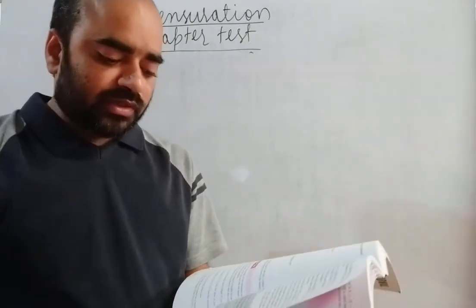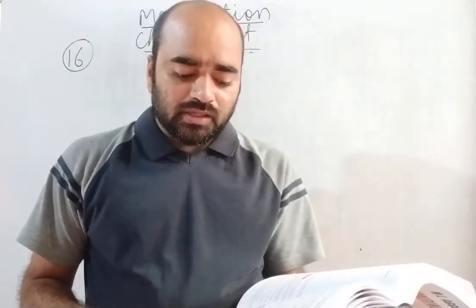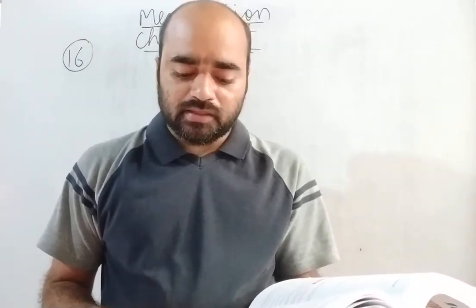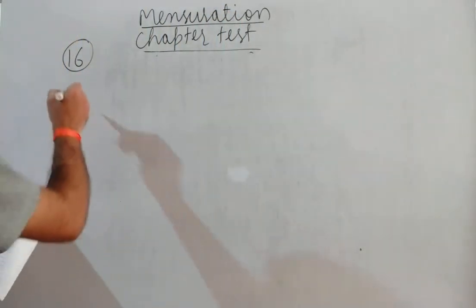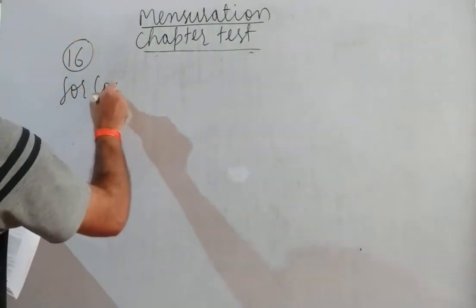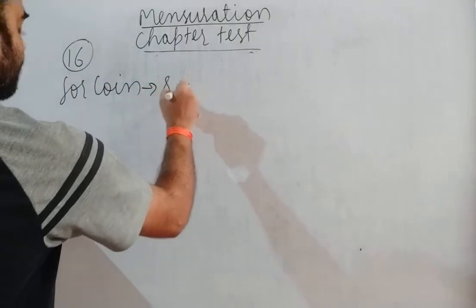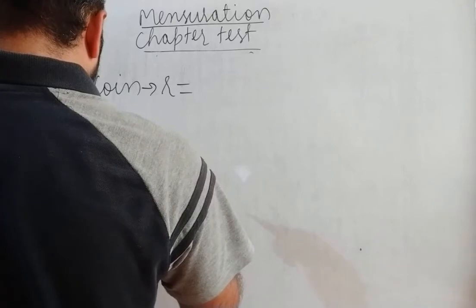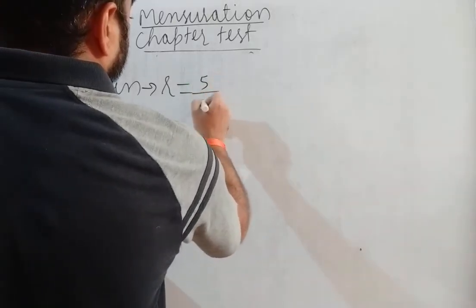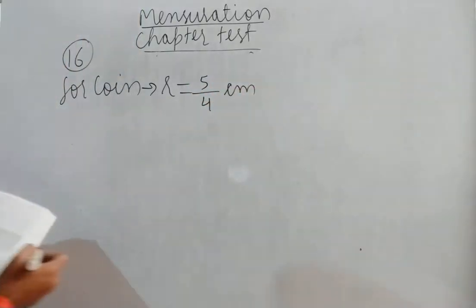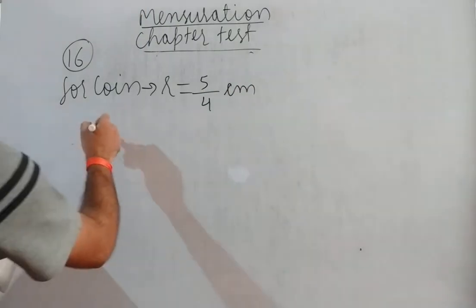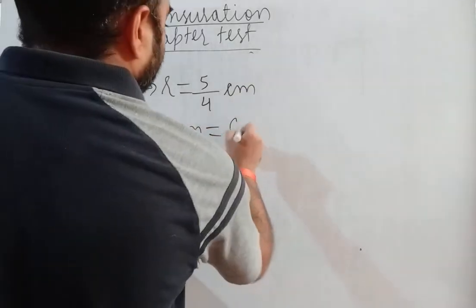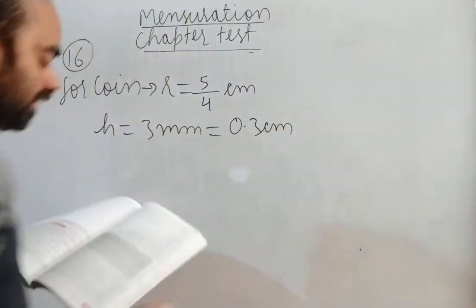So one more last question. Question number 16. Find the least number of coins of diameter 2.5 centimeter and height 3 millimeter. So for the coin, the radius is given 2.5 by 2, that is 5 by 4 centimeter, correct? And the height is 3 millimeter. It means in centimeter this will be 0.3 centimeter.